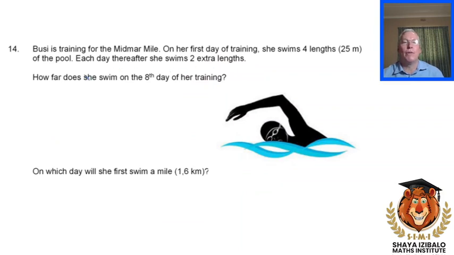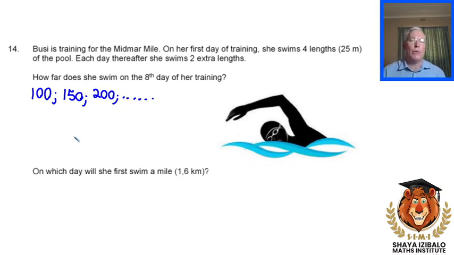So let's write down some terms. On the first day, she swims 4 lengths. 4 lengths of 25 meters, she swims 100 meters. The next day, she swims 2 extra lengths. She actually swims 150 meters. The next day, she swims 2 more lengths. She swims 200 meters.